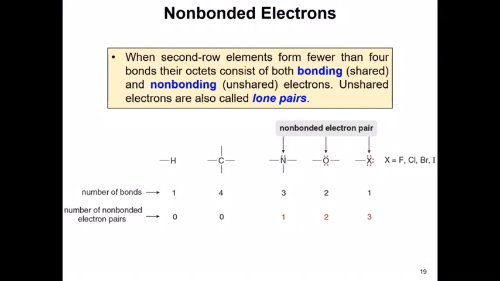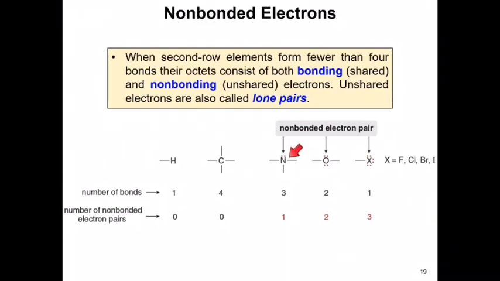So here's a few more examples. We have hydrogen, carbon, nitrogen, oxygen, and one of the halogens. So we have either fluorine, chlorine, bromine, or iodine. So we know that hydrogen is in group 1, so it has 1 valence electron, and so that means it can only form 1 bond. Carbon is in group 4, and so it has 4 valence electrons, so that means it can form a total of 4 bonds.